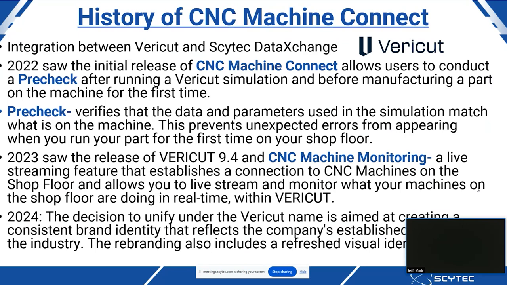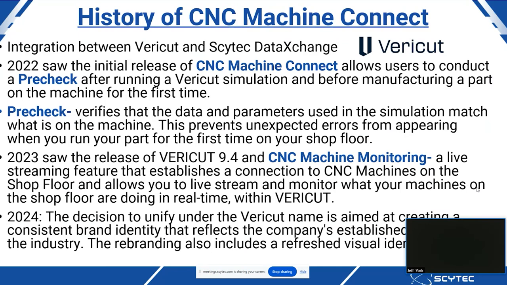Basically, what you run inside of your Vericut simulation will match one-to-one what is out on the machine, by showing you a bunch of different parameters with a green light. If something doesn't match inside of this pre-check, you will see a red light for one of these parameters, notifying you to change some things and then run that simulation again.